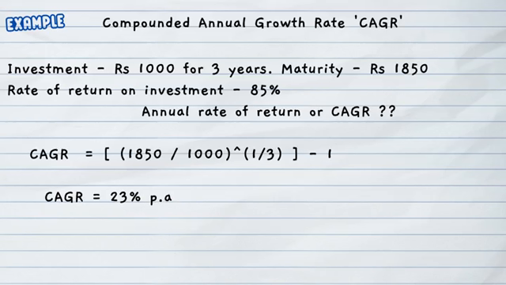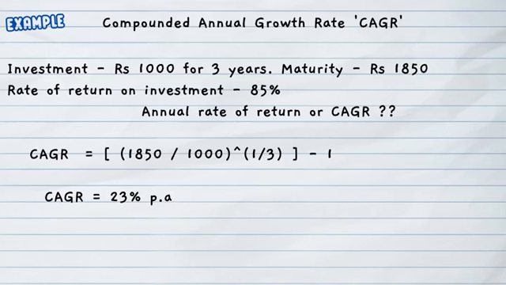The nth year, that is at the end of the third year, what is the maturity value? 18,500. That divided by the initial year, what was our investment? Rupees 10,000. So 18,500 divided by rupees 10,000, to the power of 1 divided by the time period, so 1 divided by 3. This whole thing minus 1. It is equal to 23% per annum. This means our investment in this fund has given an average return of 23% every year over the last 3 years.